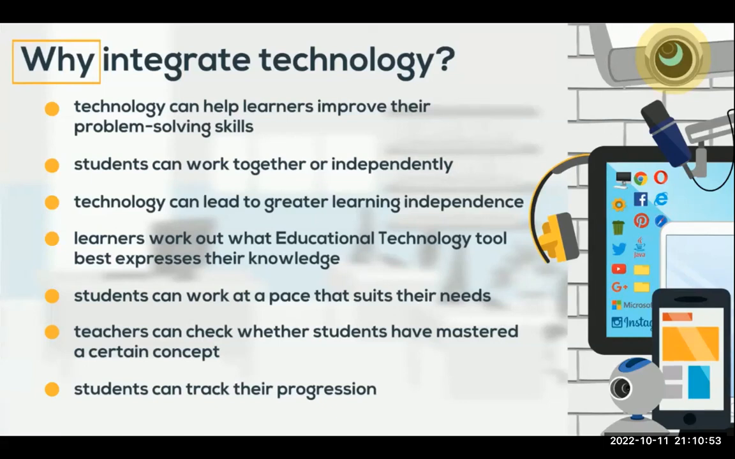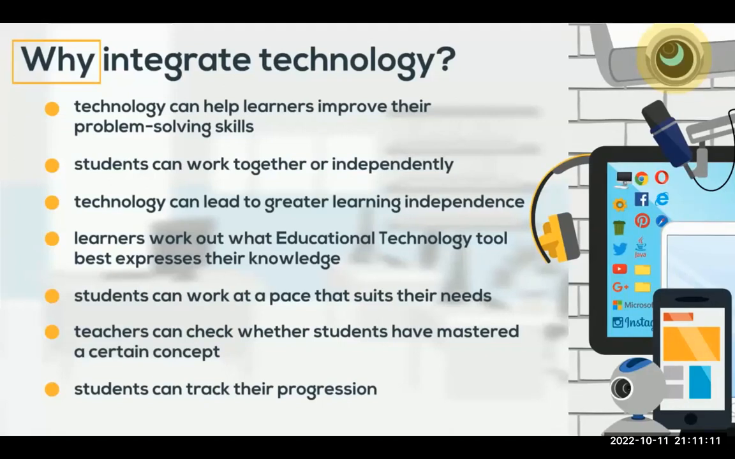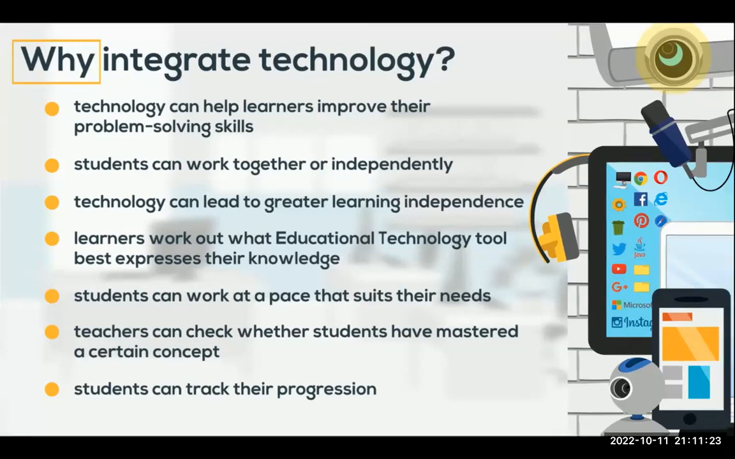Students can work at a pace that suits their needs. This is the best thing for blended learning, that you give them a time of 24 hours, 48 hours, so they can decide what time is good for them and how much time they can spend on their studies. Teachers can check whether students have mastered a certain concept, and this can happen once you are giving them assignments and assigning some kind of projects, and within a limited given time you can check whether they are learning something, whether they are mastering the certain concept or not, and students can track their progress as well.